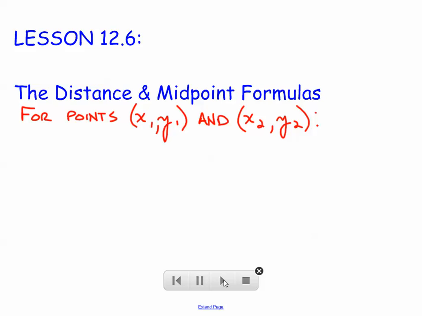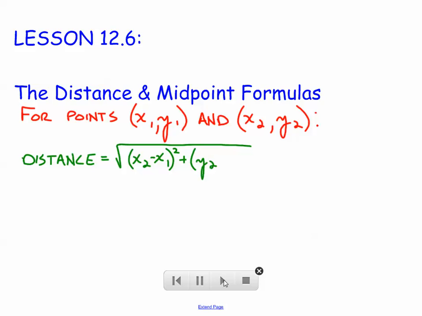This is a variation of the Pythagorean theorem. It's the sum of the difference of the x values squared plus the difference in the y values squared, and then you take the square root of that sum, and you get the distance between the 2 points.